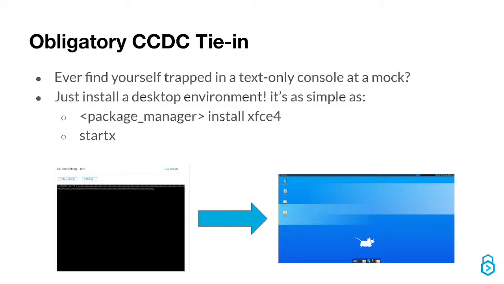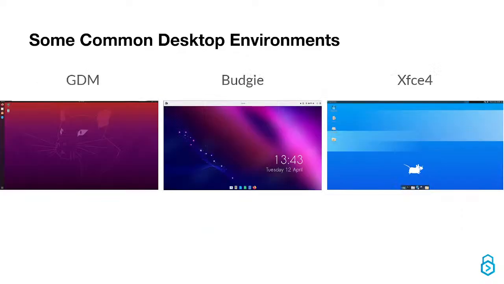Obligatory CCDC tie-in since this is DevSec. It's super easy to install a simple GUI. I don't know if you've ever done Linux in a mock and wound up with that guy, and your life is miserable because it's just a stupid black screen and you can't do anything with it. But it's as simple as apt install and a desktop environment name like xfce4, and you wind up with that. So it's super easy to turn that into an actual working desktop environment, which is super useful if you need to enumerate services in a GUI when you're on Linux.